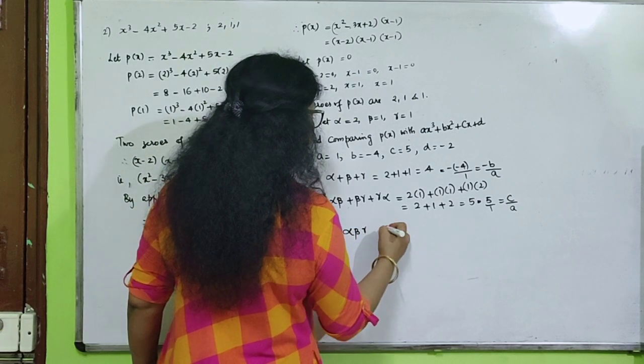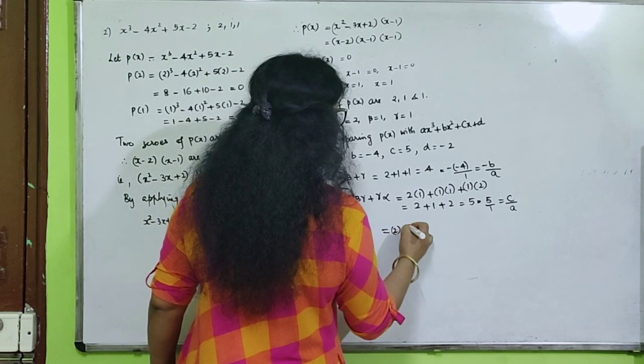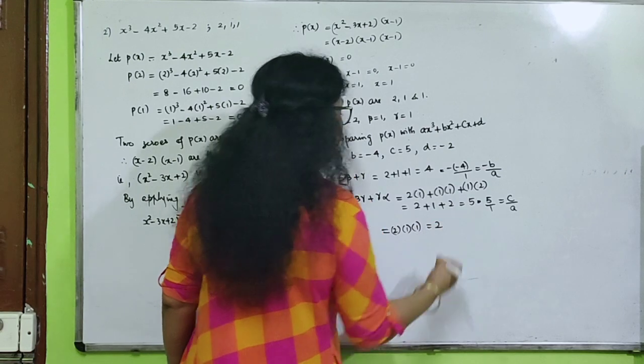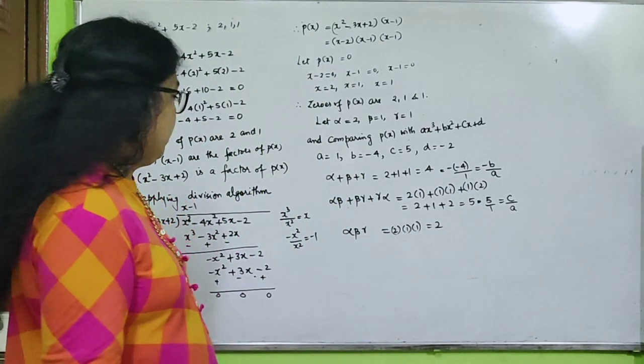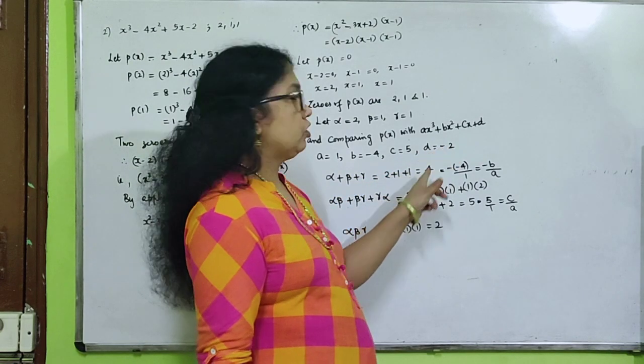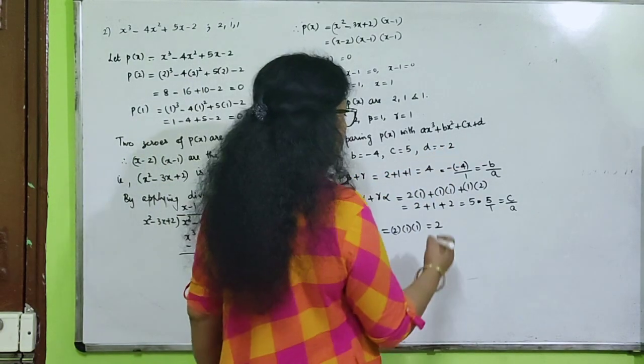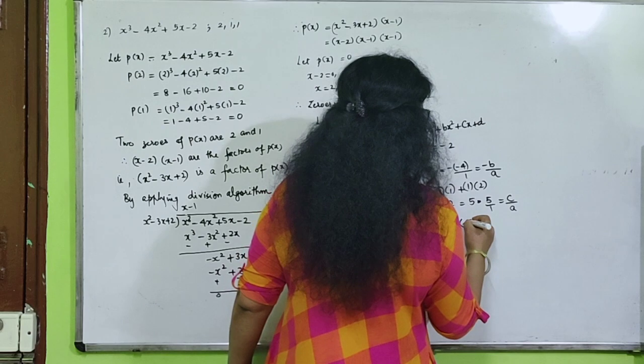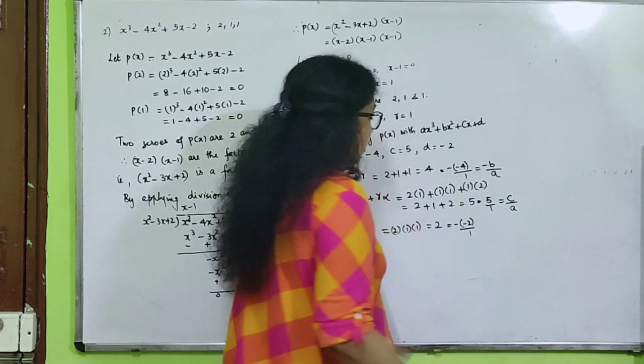Next one, it is the product. Alpha, beta, gamma. That is 2 into 1 into 1. That is equal to 2. What do you want to get here? Minus D by A. So D's value is what? Minus 2. Minus of minus 2, positive 2 only, upon 1. So how will we write this one? Equal to minus of minus 2 upon 1.